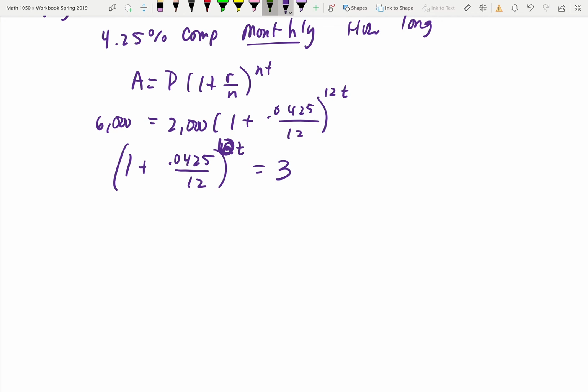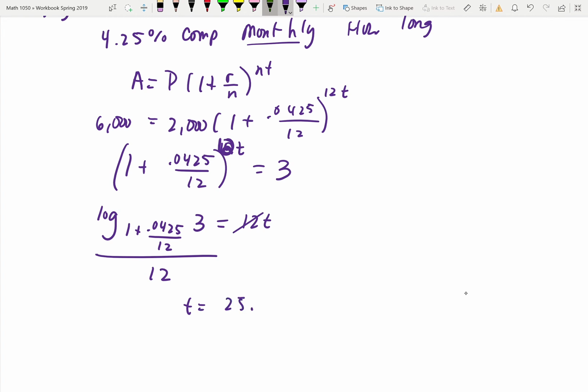So now I'm going to convert. It's going to be log base 1 plus 0.0425 divided by 12 of 3 is equal to 12t. So to solve for t, I divide. Now here's how you put this in. Everybody go log 3, close it, divided by log 1 plus 0.0425 divided by 12, close it. I'm going to hit enter right there. Then I'm going to divide by 12, hit enter, and I get t equals 25.2, and the digits would be 9. Okay, and it's always in years.